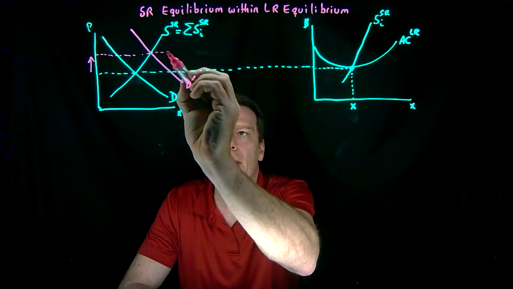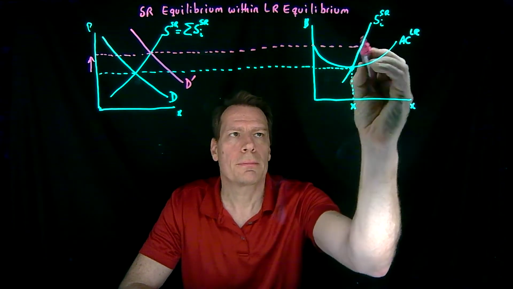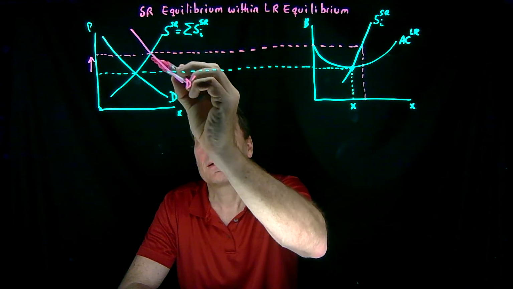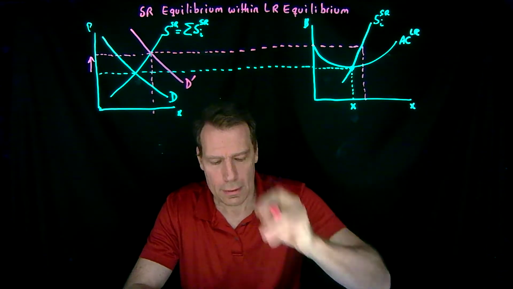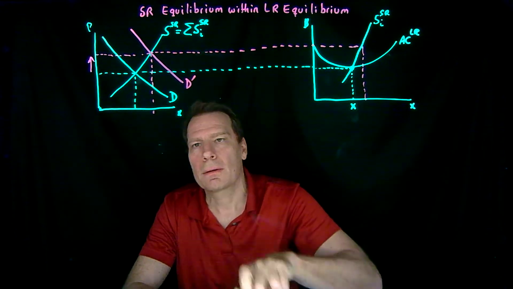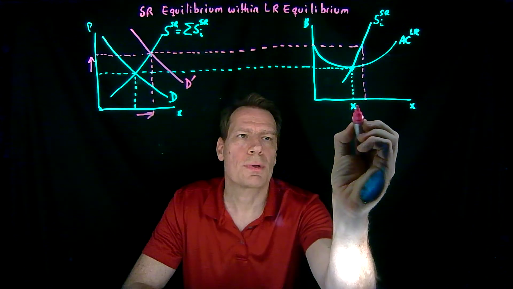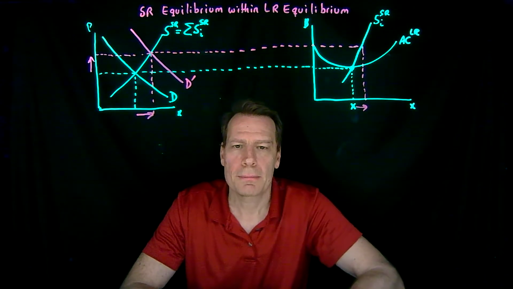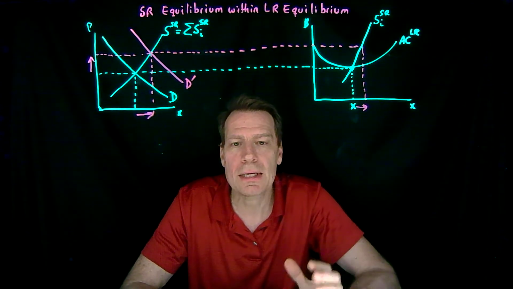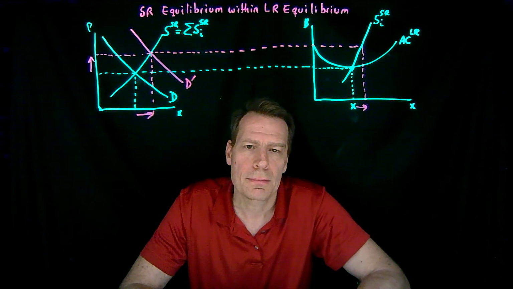And at that higher price, each firm is going to produce more. So we see that we get an increase in output in the market from the original quantity to this new quantity. And that's because all the firms within the market are producing more. In the short run, there's no entry of firms, there'll be no new firms, so it must be the existing firms that are producing this additional quantity of output.